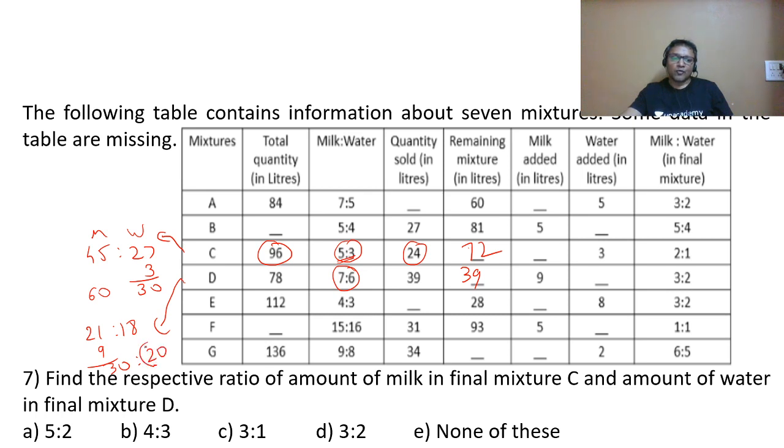You want the amount of water in the mixture D and the amount of milk in the mixture A. So the answer will be C, 3 is to 1. Yes, Ayan. Piyush, yes. So if you're familiar with this, it becomes easy to solve. If you're familiar, then it becomes easier to solve.